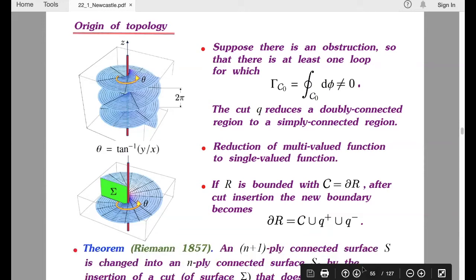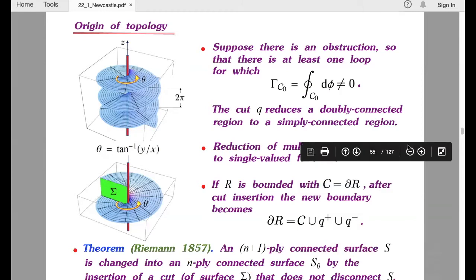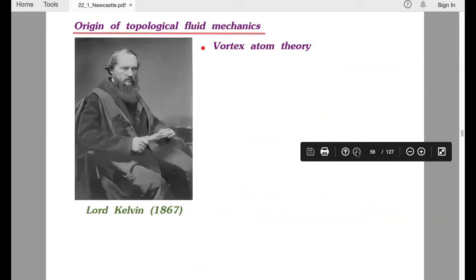So this is the theorem of Riemann, more or less in his words: an n+1 ply connected surface S is changed into an n ply connected surface by the insertion of a cut of surface sigma that does not disconnect S. Okay, now we leave Riemann behind and we move to Kelvin.